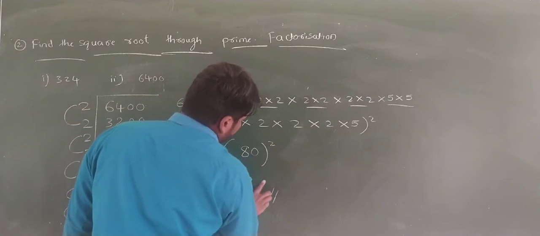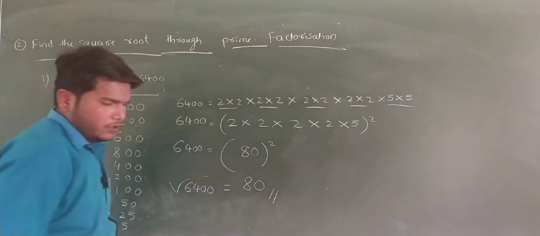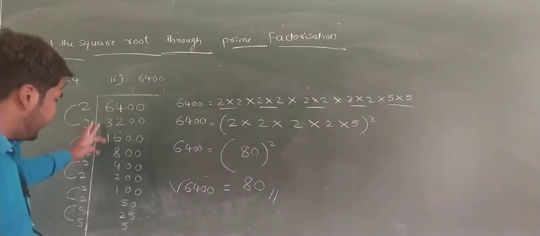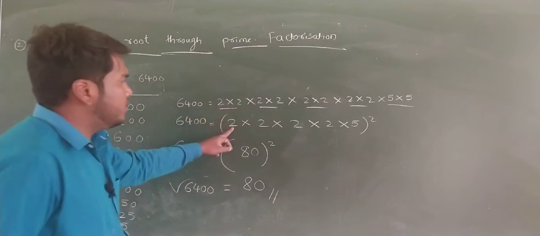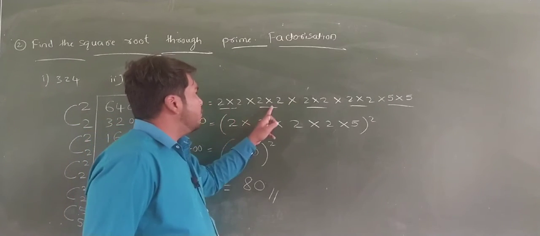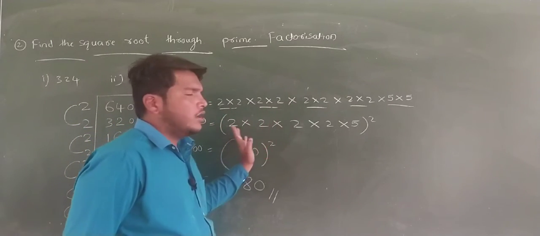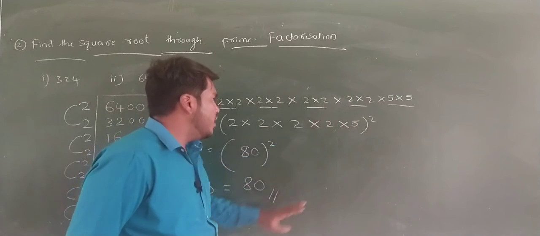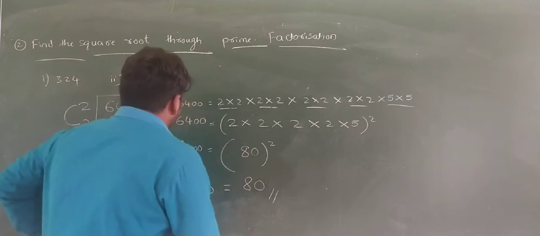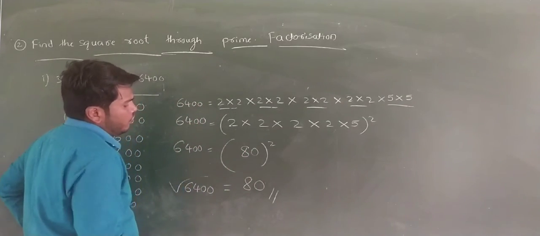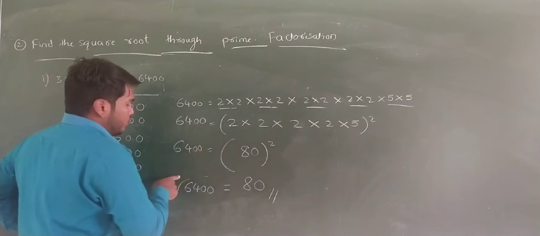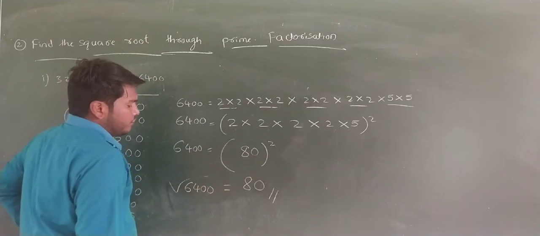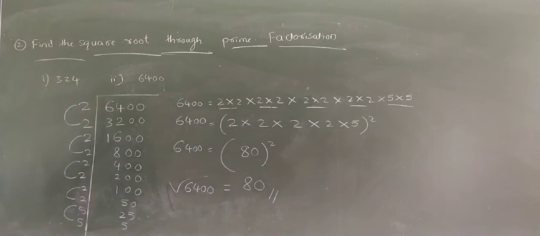Okay, I hope you understood this concept. Just make the prime factorization. Write two pairs, and from these two pairs write only one value, from these two pairs write only one value, and then multiply. 2 2s are 4, 4 2s are 8, 8 2s are 16, 16 5s are 80, 80 whole square. So you need to find the root of 6400. This square goes to LHS, it becomes root of 6400. So the root of 6400 is 80. Okay, I hope you understood the prime factorization method.